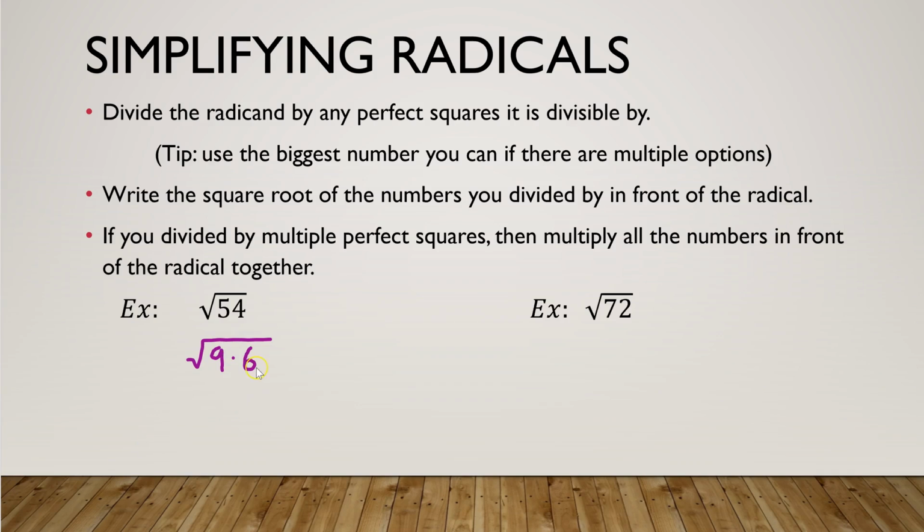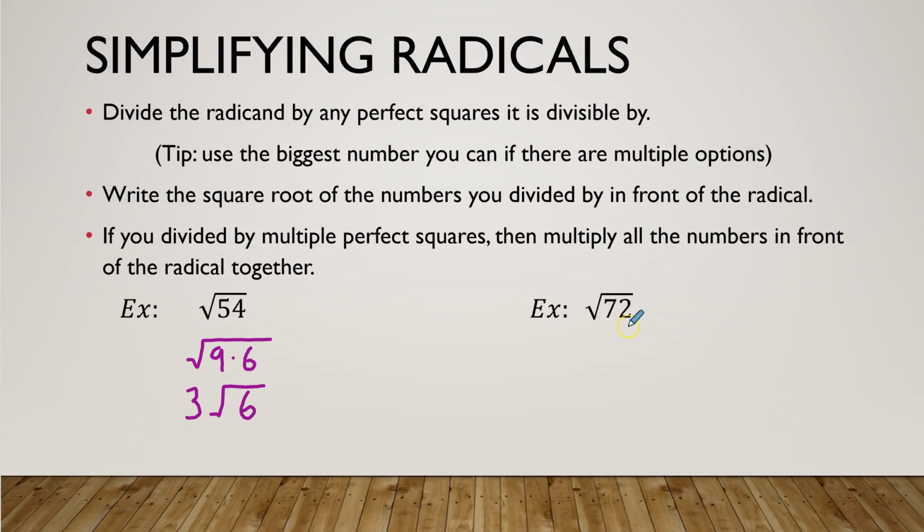So since I have 9 times 6 equals 54, and 9 is one of my perfect square values, now I can split this up and say, well, the square root of 9 is just equal to 3, so now that's going to come outside the radical. And then the non-perfect square number is going to stay inside the radical. And you would repeat this process if needed, but 6 can't be divided by any of my other perfect square values, so in this case, that one is finished.